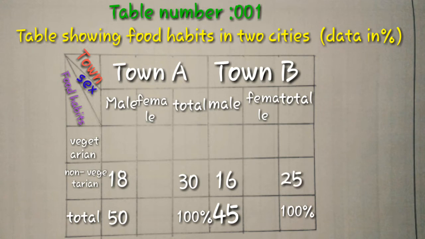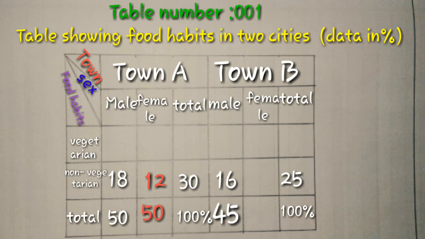Now as per the information filled, let us complete the missing figures. Firstly, we take town A. In town A, 50% were males, the total is 100, then the rest, females, were 50%. So let's write 50% as females. In non-vegetarians, 30 were total. Out of 30, 18 were non-vegetarian males. So the remaining 12 were female non-vegetarians.